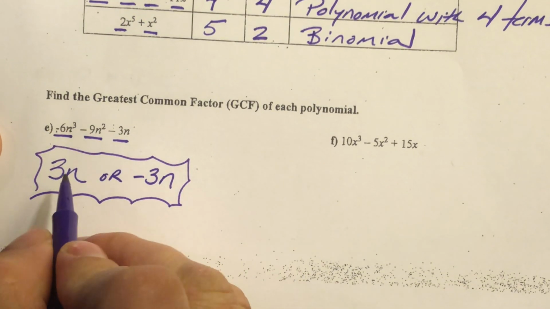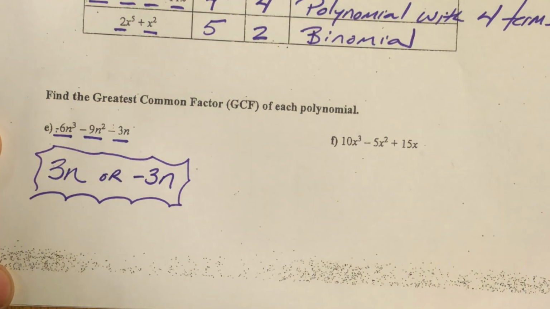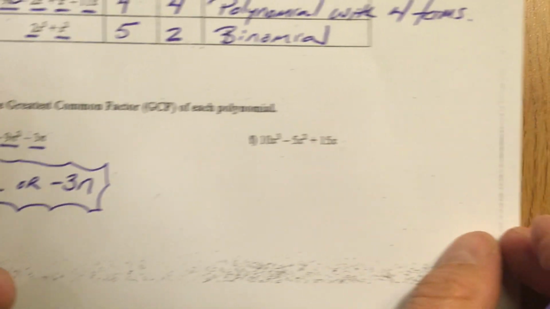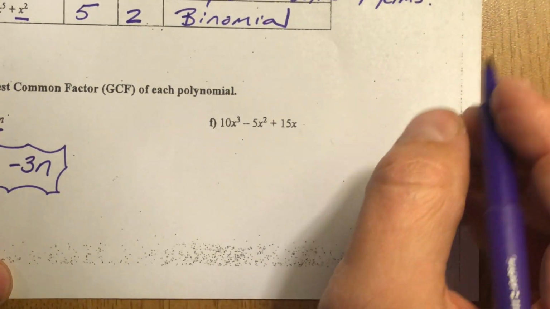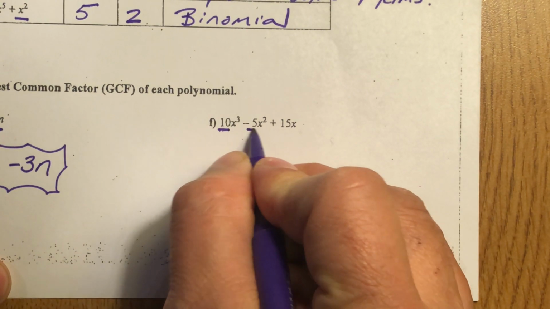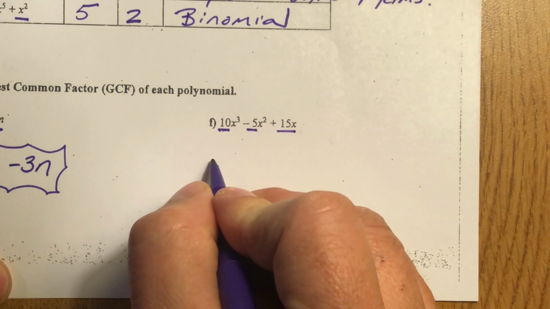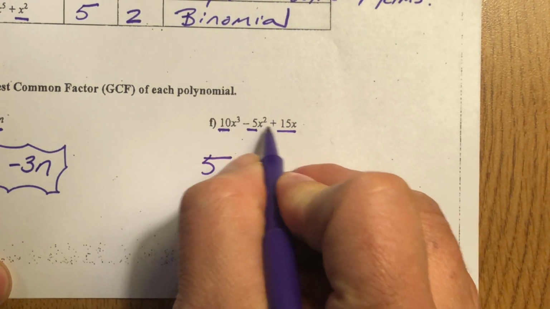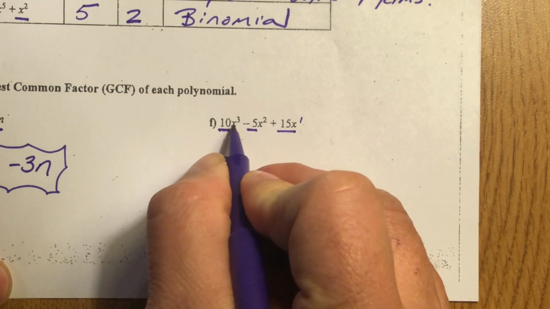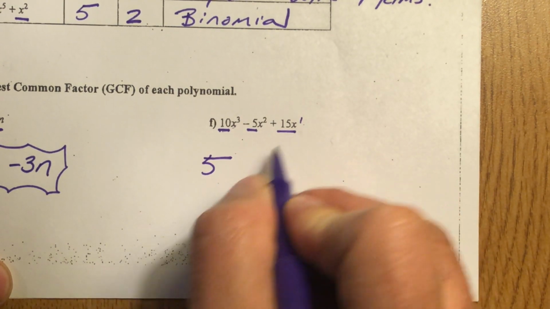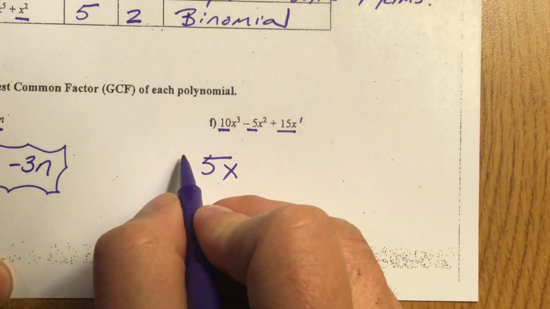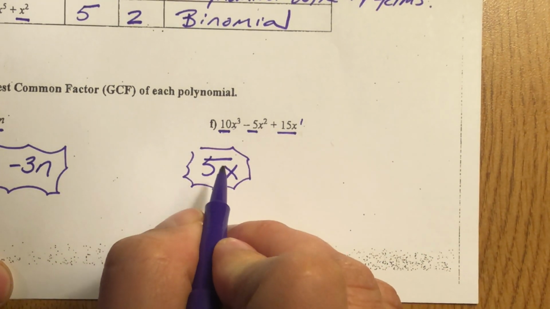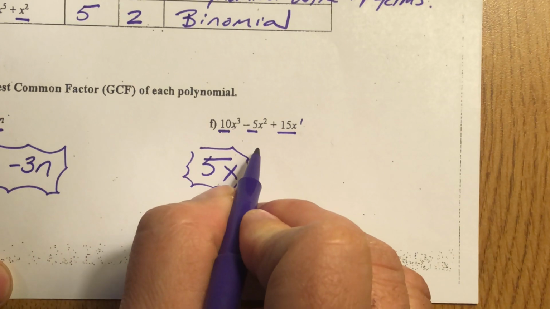Okay, so that would be the GCF. I could divide each of those out. I could divide 3n out of each of those terms. All right, over here, look at the 10, the 5, and the 15. They all have a GCF, or common factor, of 5, and they all have at least 1x. This one has 3, this one has 2, and this one has just 1. So the GCF would be, for this one, 5x. That is a common factor. It comes out of each one of those.